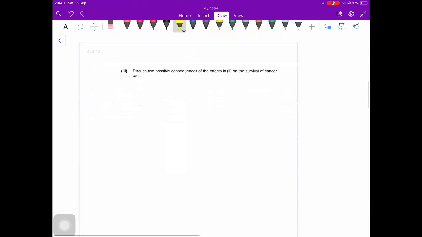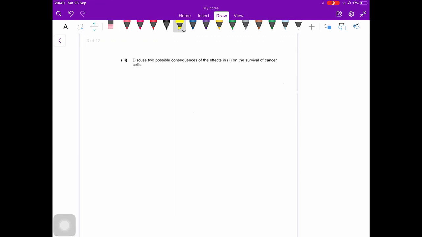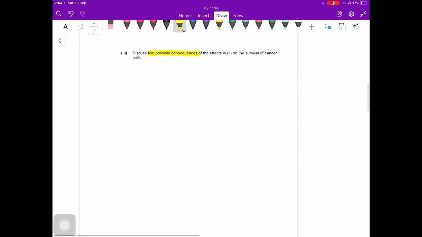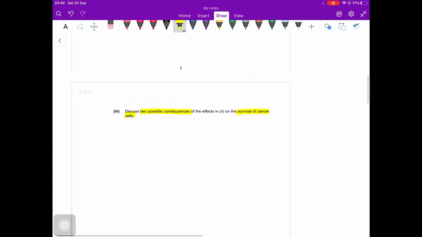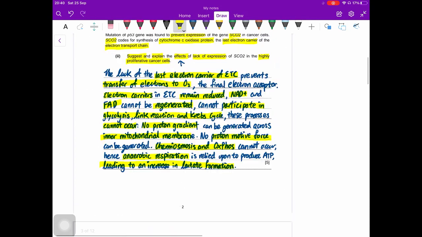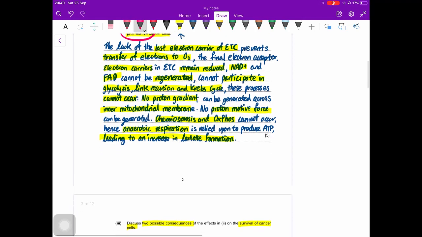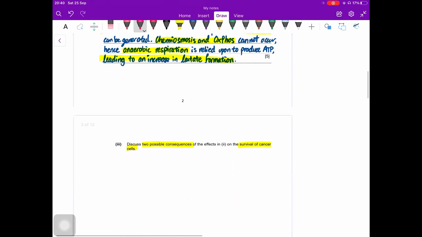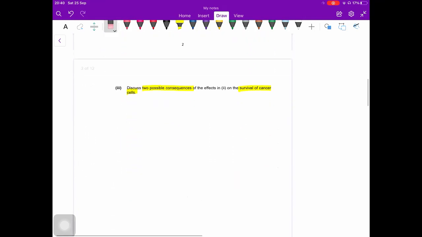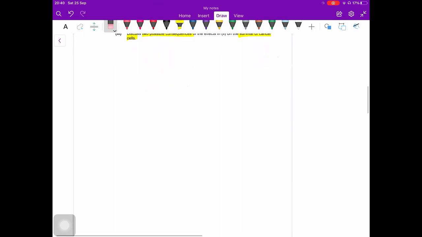Okay, next. Describe 2 possible consequences of the effects in part 2 on the survival of cancer cells. So these cancer cells are the same cancer cells that if you see above, they are proliferative. Okay, so they are multiplying at a very, very fast rate. So let's discuss the consequences.